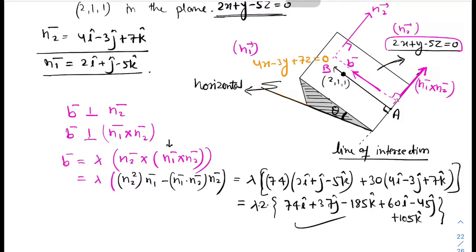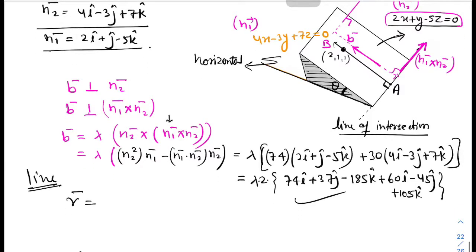if the calculation mistake is not there, so this will be our parallel vector for the line, and the line is passing through this point (2, 1, 1), so the equation of line will be line of greatest slope, this will be 2i plus j plus k, the position vector of that point from where it is passing, plus lambda times b vector.